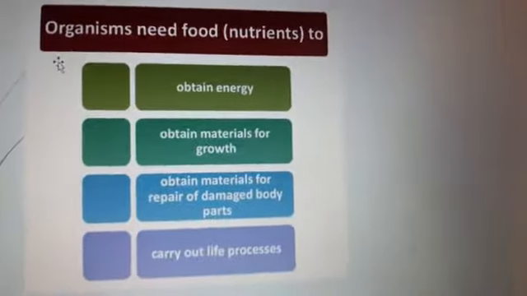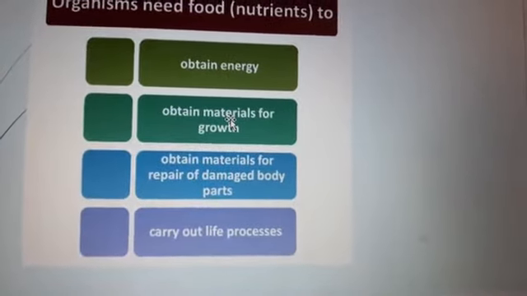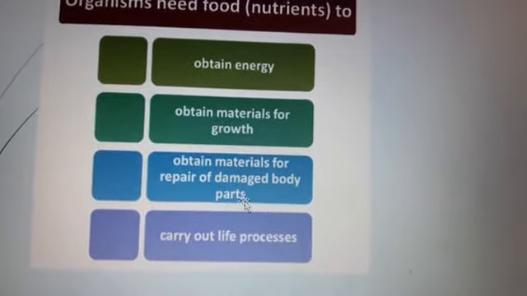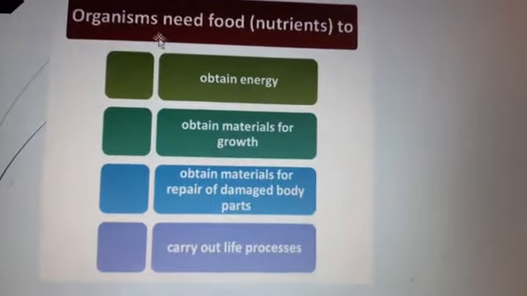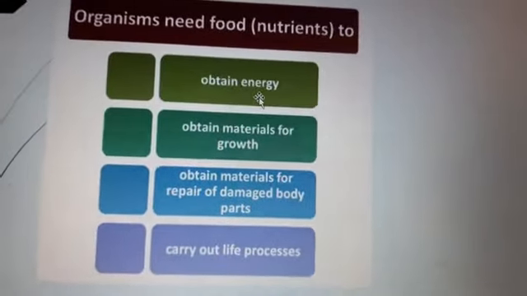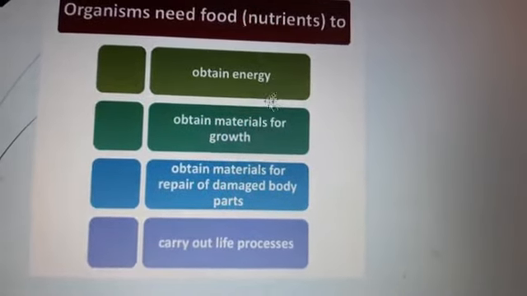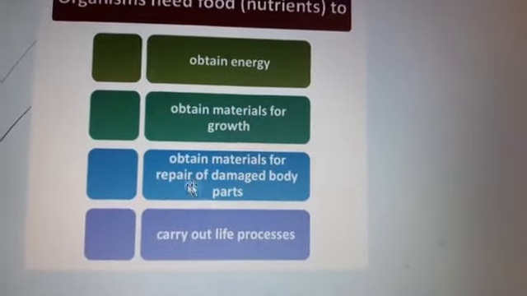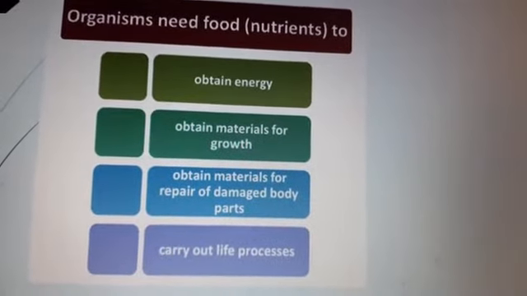Here we can see why organisms need food: to obtain energy, to obtain material for growth, to obtain material for repair of damaged body parts, and to carry out life processes. So why do organisms need food or nutrients? Because food gives us energy, food gives us material for body growth, repair of damaged body parts, and to carry out life processes.